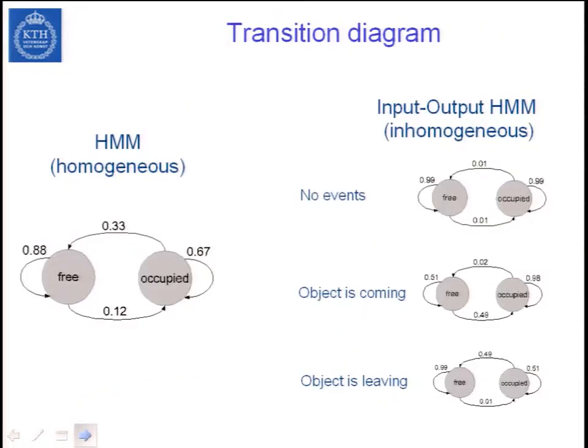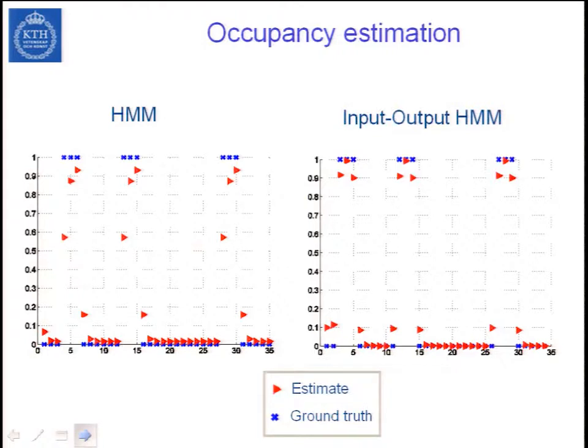Typically, in a conventional HMM, the transition probabilities are fixed. But in our model, they change according to the value of the input. This means that our model provides richer expressive power for accommodating inhomogeneous dynamics. This shows that our model performs better in the occupancy estimation.